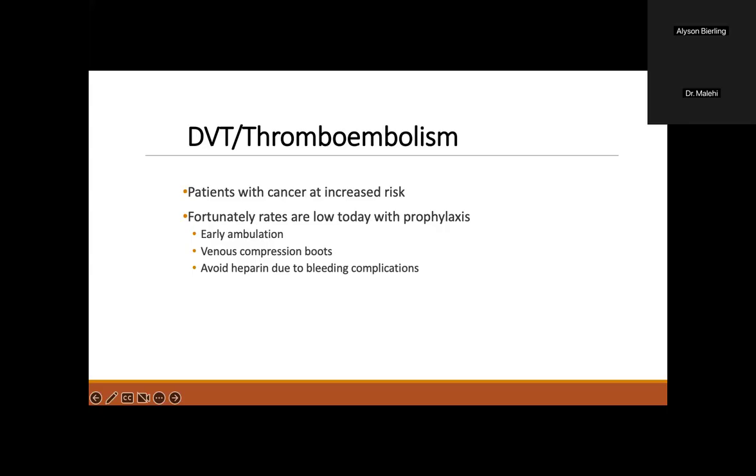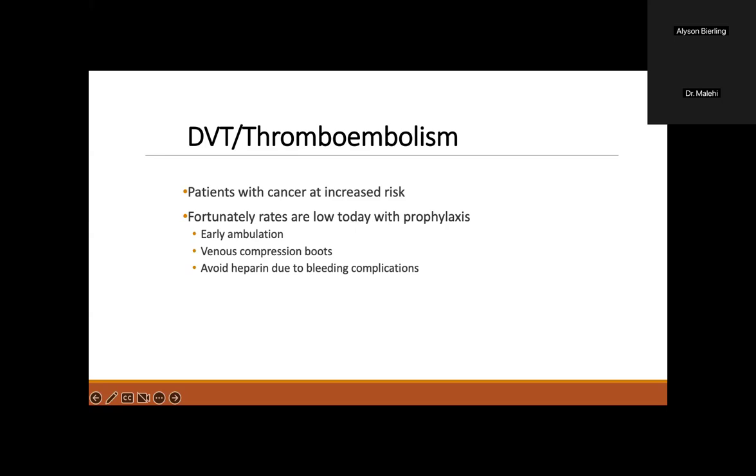They're not really sure exactly how they work, but the thought is that it keeps the blood moving back and forth in the veins enough that it decreases the risk. But we avoid heparin due to bleeding complications. If someone could develop a DVT, you will have to anticoagulate them, but preventing them is the best thing to do.